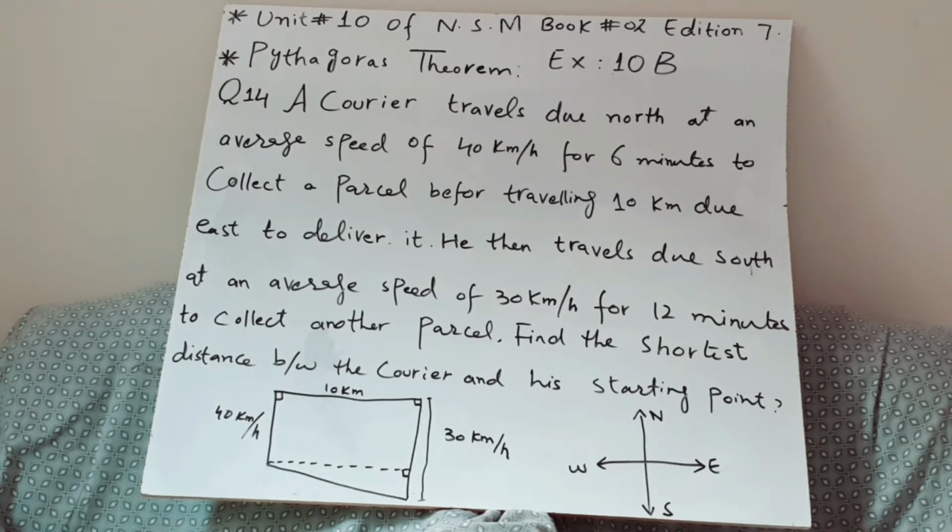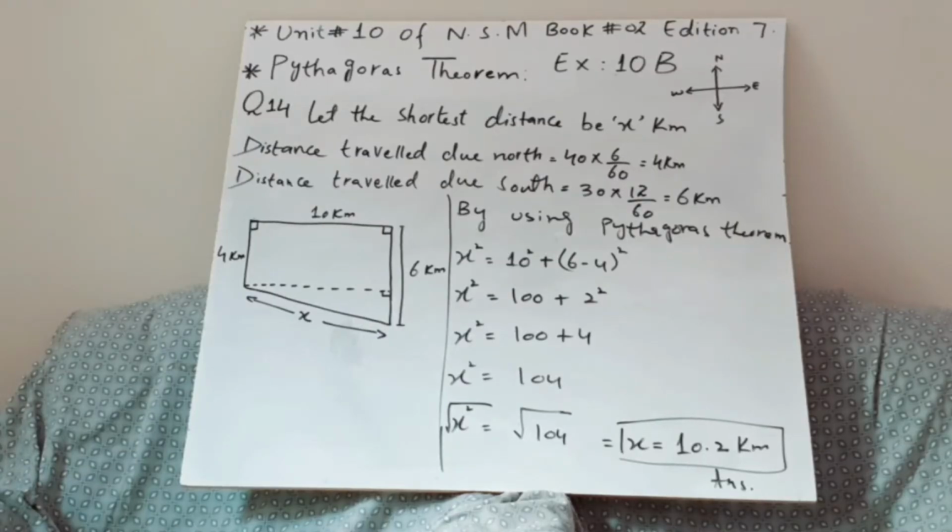So what is a courier? A courier is a person who travels with a parcel. Okay, so what we have to find, they are asking about the shortest distance between the courier and his starting point. Okay, so we have to find the shortest distance. First we have to draw this figure. Let the shortest distance between the courier and his starting point be x kilometer, and then we will move forward.